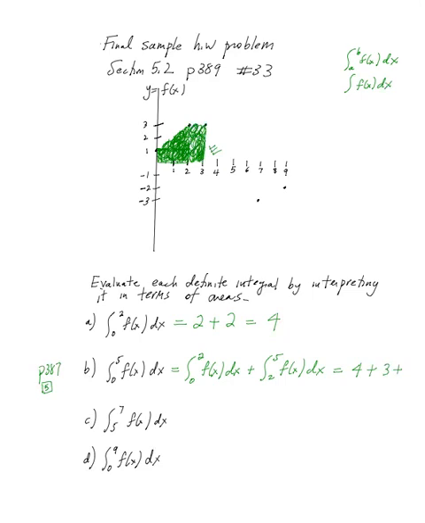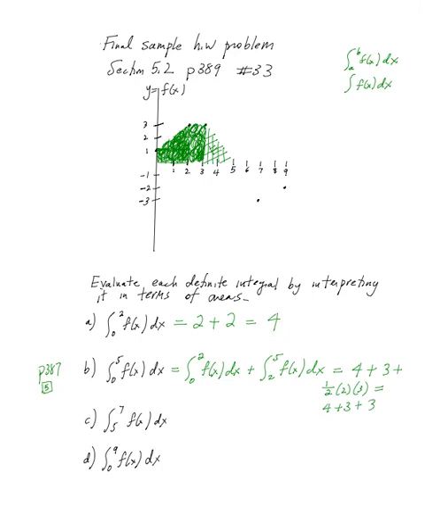Now, what's the area of this triangle? Area of a triangle is 1/2 base times height. The base is 2. The height's 3. 1/2 times 2 is 1. 1 times 3 is 3.